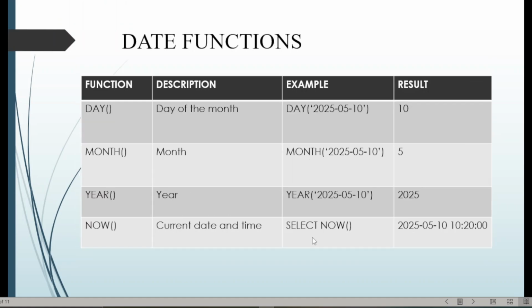So let's move on to date functions. We have day, month, year, and now. When we talk about day, we are talking about the day of the month. So when we use a query like this, like day of, and we pass in a date, it's going to extract the day out of that particular date. When we use month, it's going to extract the month. When we use year, it's going to extract the year. And now is used to find the current date and time.